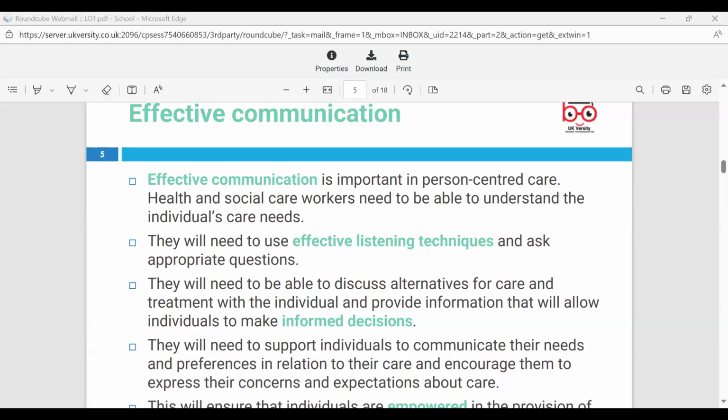So, we have different effective listening techniques. Why is it important to make sure that the individual knows that you're listening to them? Why do you think that is so important? Sometimes people will sit there and roll their eyes. Amy, why do you think it's so important to be attentively listening to that person?